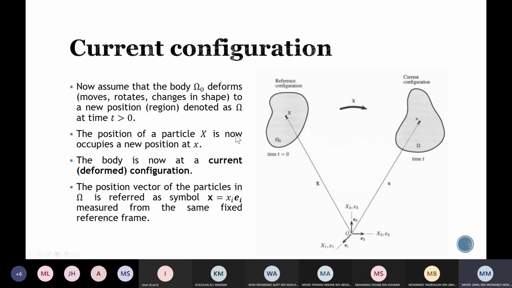Now the position of this particle X here changes, okay, the position is changed. It now occupies a position small x here. For the current configuration, we use small letters, and for the reference configuration, we use capital letters. The current configuration is also known as the deformed configuration. We can represent the particle small x here by a vector: small x equals small xi times ei, measured in the same coordinate system.